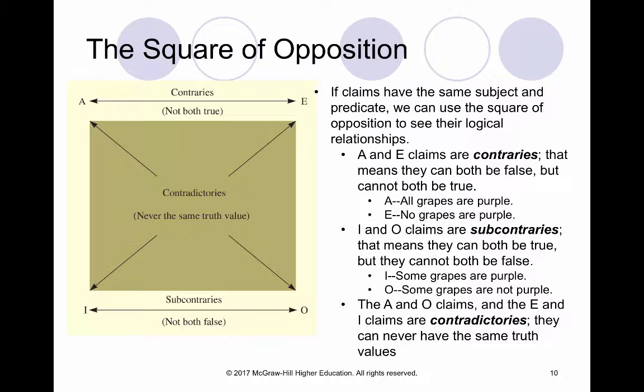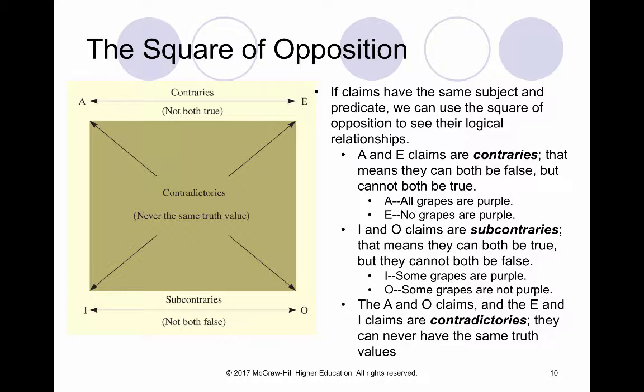The A and E claims across the top of the square from one another are contrary claims. They can both be false, but they cannot both be true. So the examples here of an A claim, "All grapes are purple," and an E claim, "No grapes are purple," those we know to both be false. They can't both be true, but they are both false in this case.